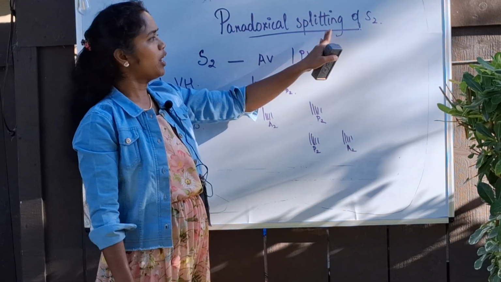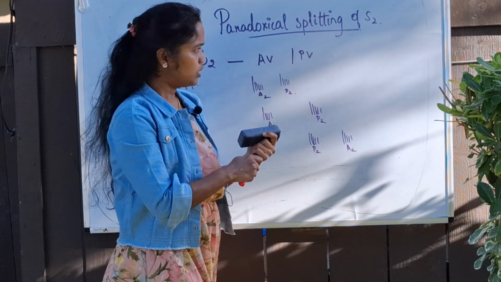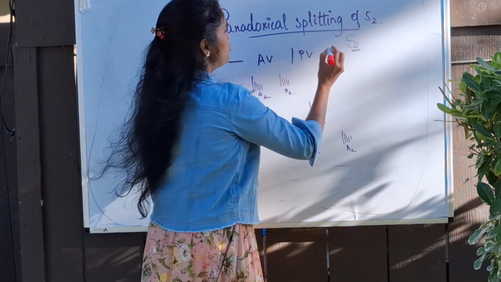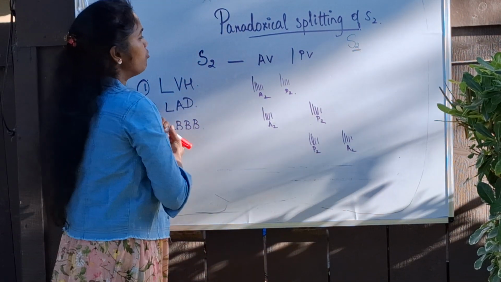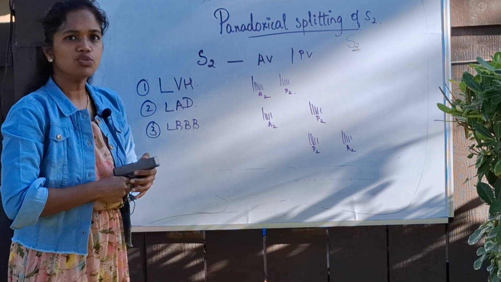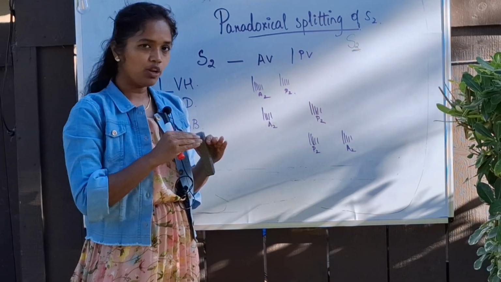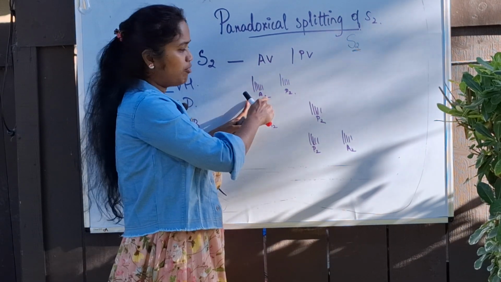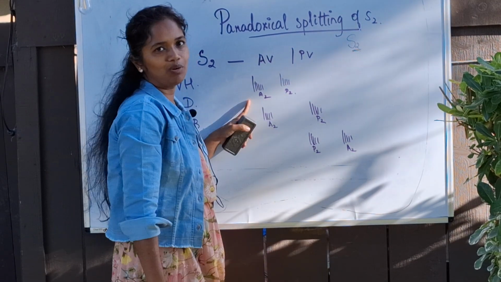What do you mean by paradoxical splitting of S2? For that, what does S2 mean? S2 is the combination of aortic valve closure as well as the pulmonary valve closure. So do they occur at the same time? No, they don't. Aortic valve closes first. After a few milliseconds, the pulmonary valve closes.